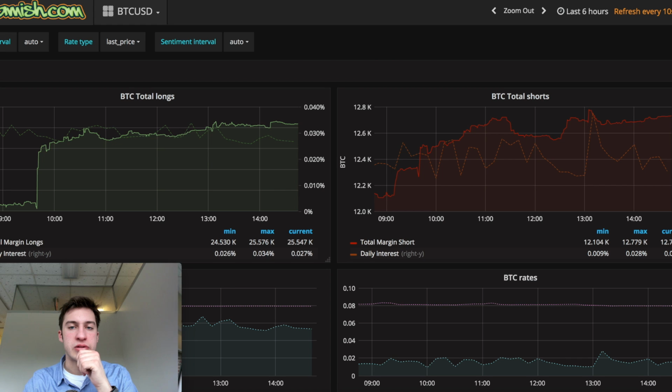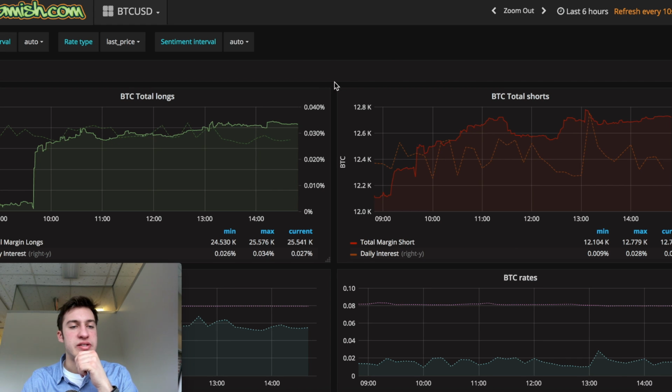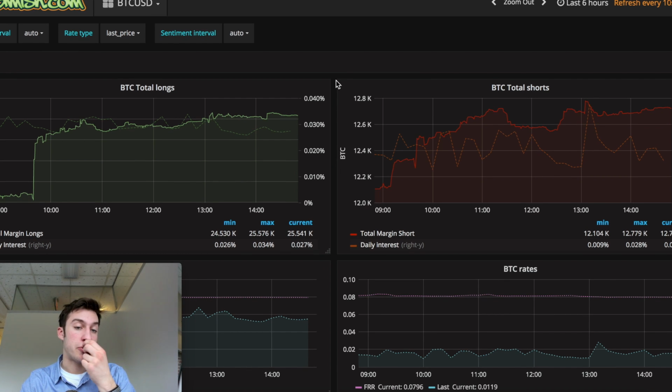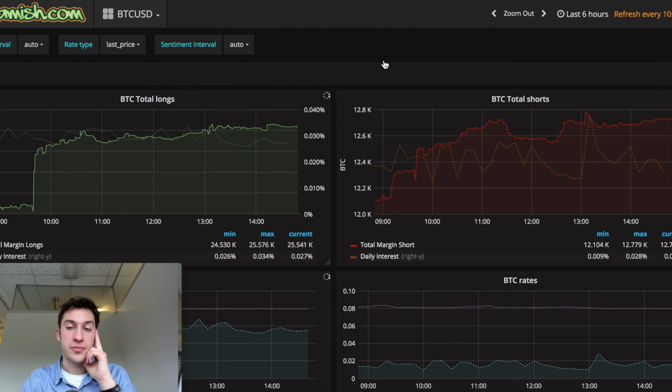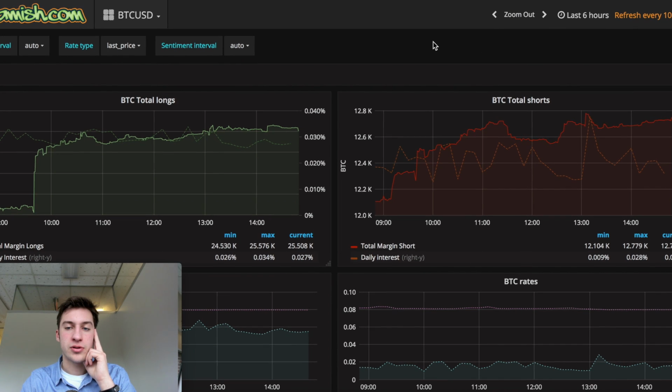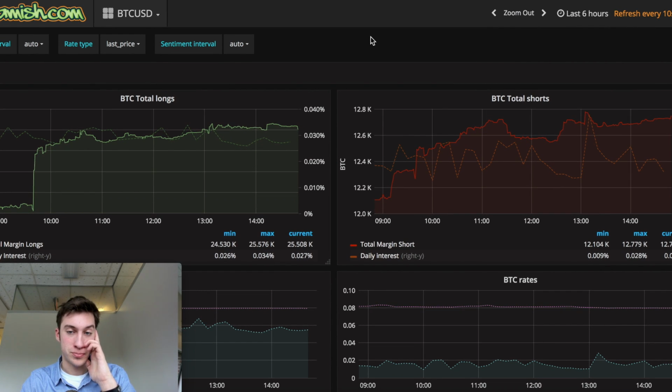Okay, so let's get into the main topic. This is datamish.com. So this is another kind of sentiment aggregator, just like bfxdata.com is. This is for Bitfinex, as you can see. The really good thing about this site, though, is it's very customizable. It's easy to customize. And I'm going to show you guys exactly how you can do that for about, I'd say, 2 to 3 minutes. And then after that, we're going to be talking about the main topic of daily interest rates.